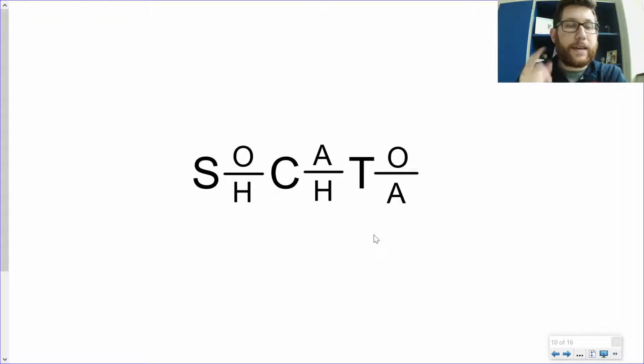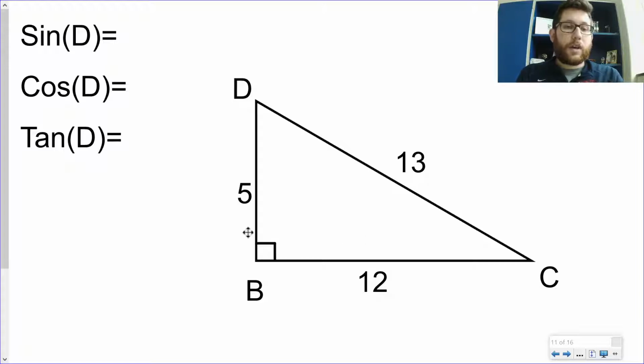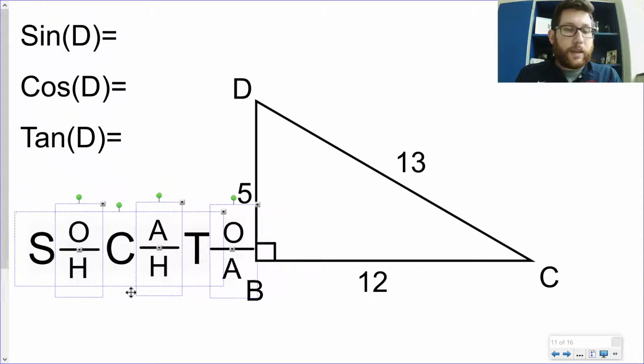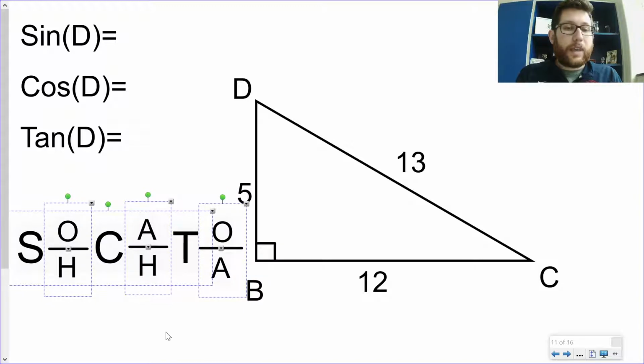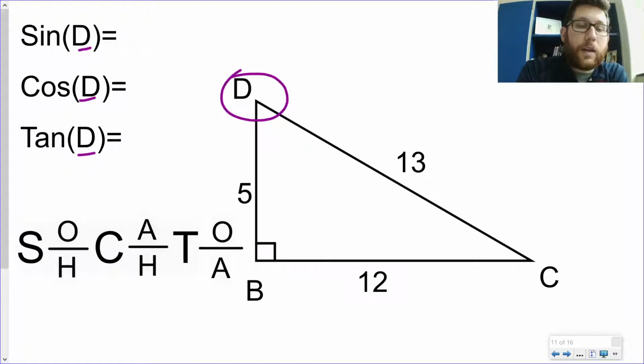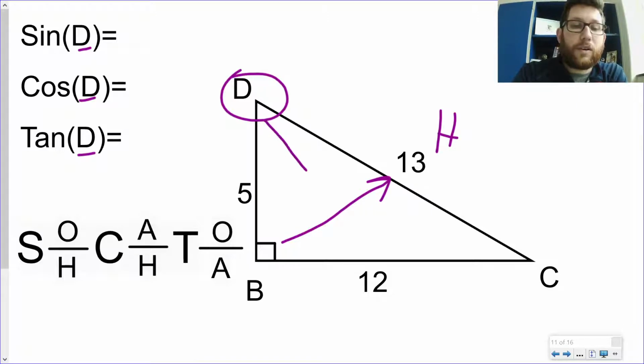Now we're going to use that to help us set up our problems. So let's actually just put that Sohcahtoa right here, just to help us remember what's going on. All right, so the first thing we're going to do is label our sides. Actually, first thing we should do is identify which angle we're talking about. Notice we're talking about angle D. So now let's label our sides. The hypotenuse is opposite the 90 degrees. This is the angle I'm talking about, so that's my O side, and that's my A side.